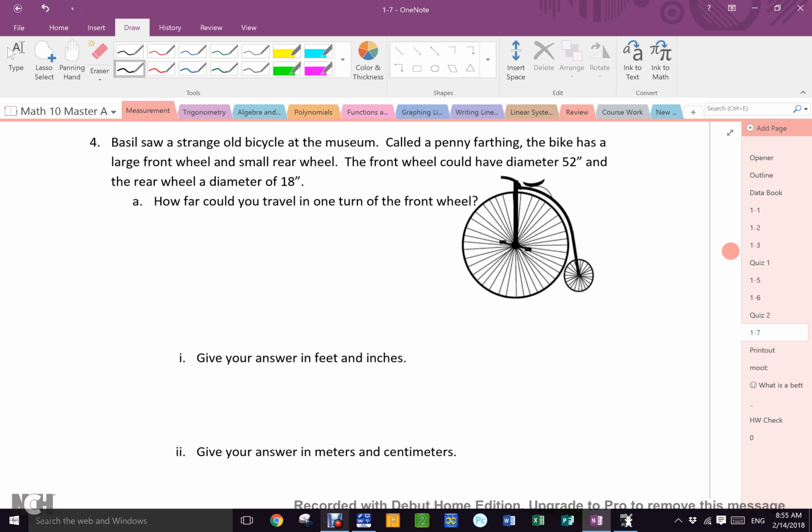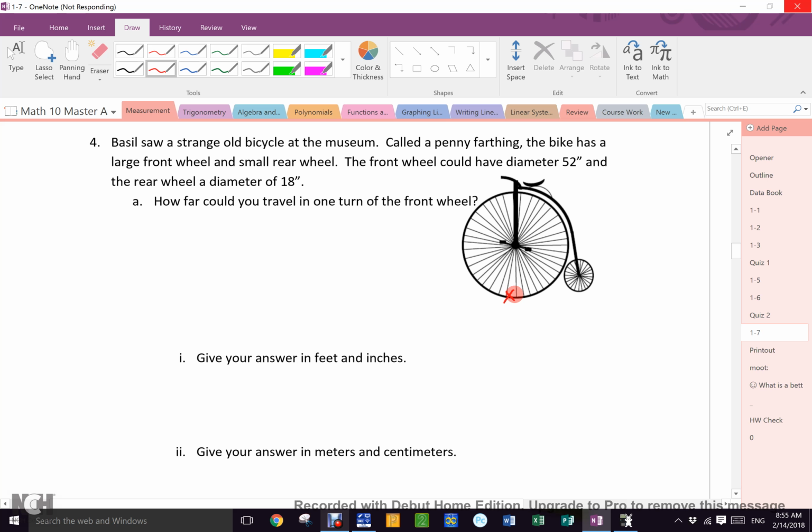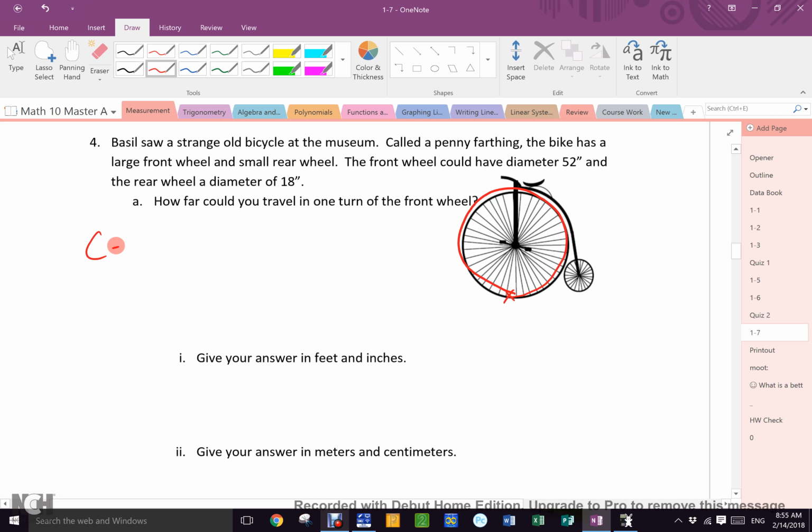How many people have no idea how to start the beginning? The very first part. If the wheel turns, what? Yes, you need the circumference, don't you? So if I start riding right there and I ride and that wheel turns once, that's the distance I travel, yes? So find the circumference. You look on your data sheet and you see that circumference equals pi d.